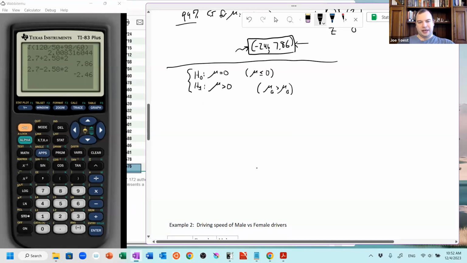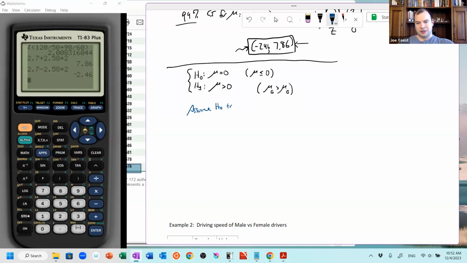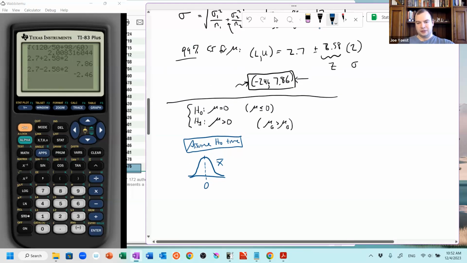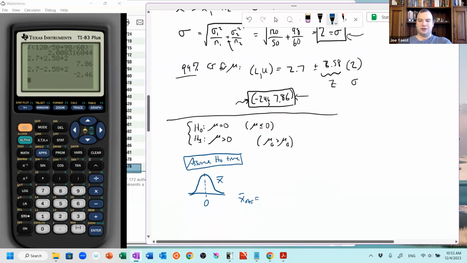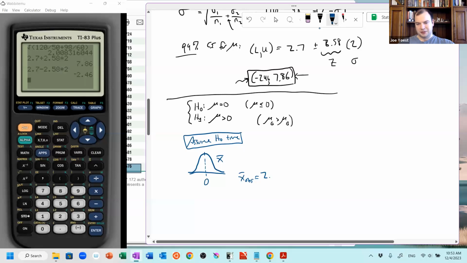Okay, so again, what do I have? Well, let's first assume H naught is true. Then the distribution of X bar is centered at mu, which is 0. We have X bar observed. What is X bar observed? That was 2.7. We calculated that above. That doesn't change.